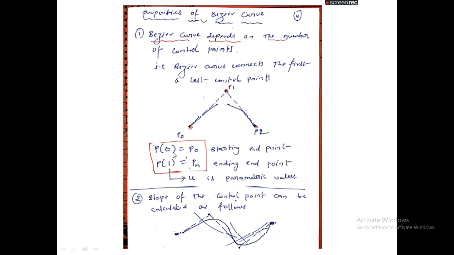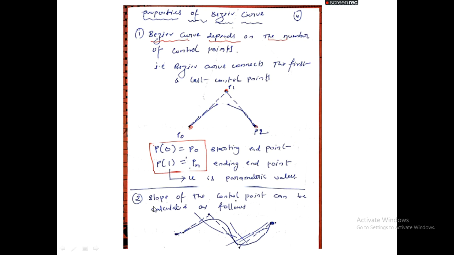Here we are assuming P of 0 is nothing but the first control point, P of 1 is nothing but the last control point, and our u value ranges from 0 to 1. That u is called parametric constant. This is the first property of Bezier curve.